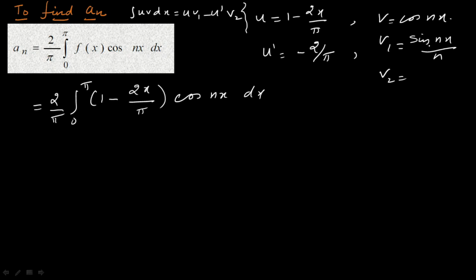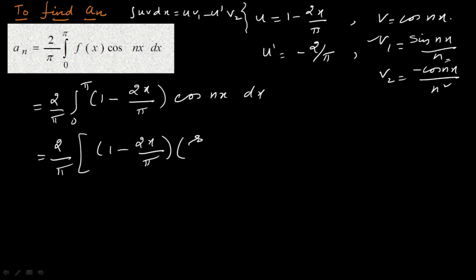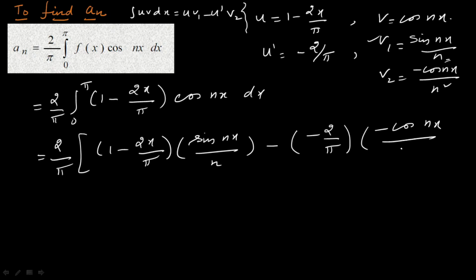And v2 is nothing but you have to integrate this v1 once again. So you have minus cos nx divided by n. Already you have n in the denominator here, so that becomes n square. So let me substitute in the formula 2 by pi, u v1. Your u is 1 minus 2x divided by pi, and your v1 is nothing but sin nx divided by n, minus u dash, that is minus 2 by pi, and your v2 is nothing but minus cos nx divided by n square, with a limit from 0 to pi.